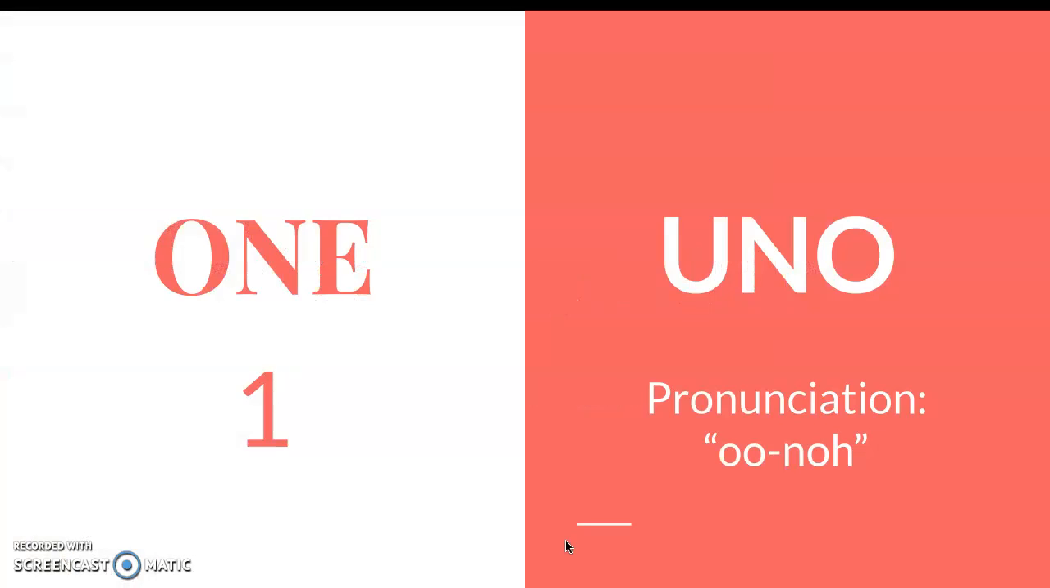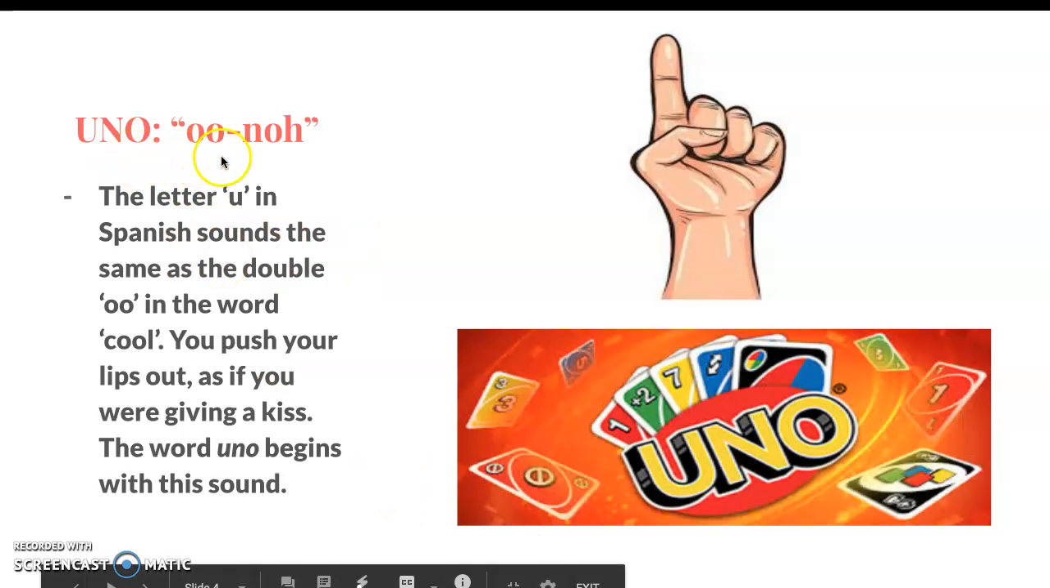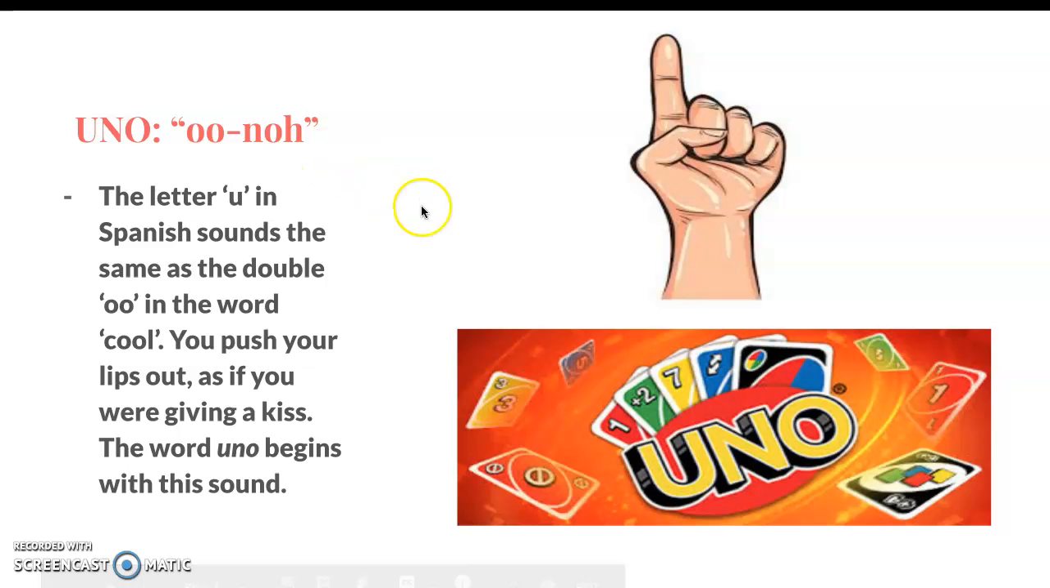First, we have 1, which translates to uno in Spanish. Pronounce uno. So uno is probably the easiest word that we remember as kids, simply because of the game Uno. For those who don't, the double O makes a U sound, and then simply the no at the end. Put those together, you get uno. Really easy.